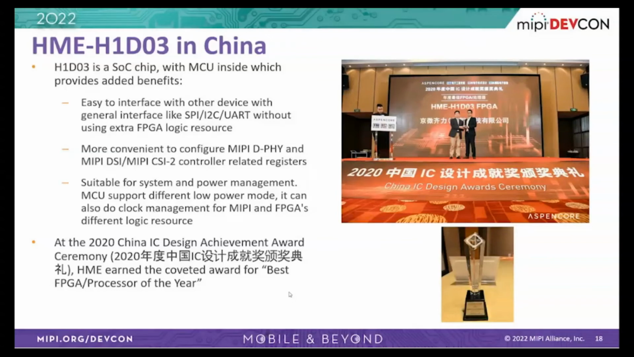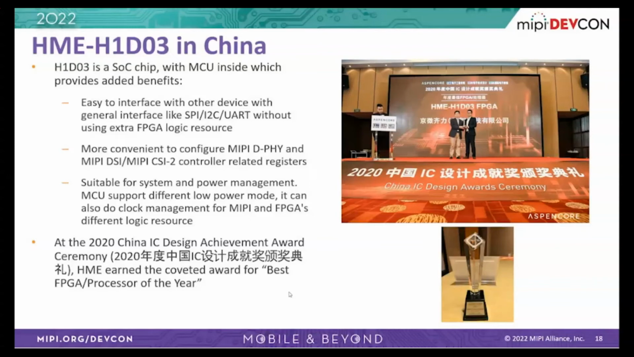One of the most important advantages of this chip is that this is a SoC chip with the MCU inside. The MCU can provide the following benefits. The first one is that it is very easy to interface with other devices with general interfaces like SPI and UART without using extra FPGA logic resources. And the second is that it is more convenient to configure the MIPI D-PHY and DSI controller related registers through the MCU.